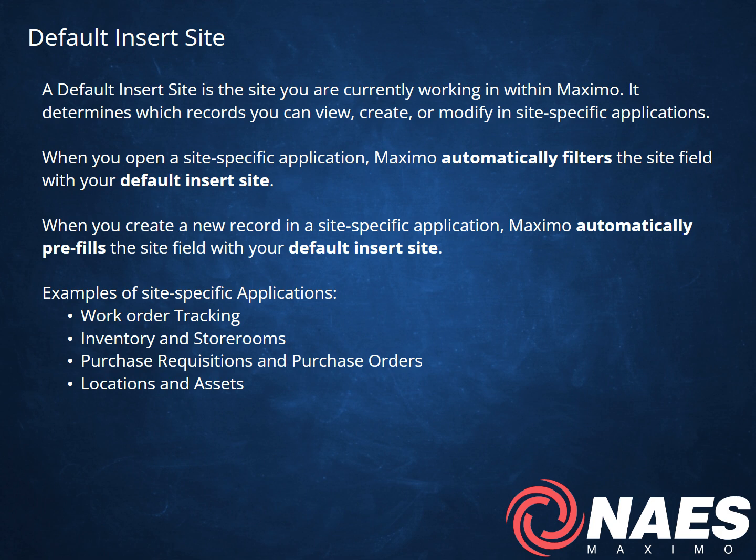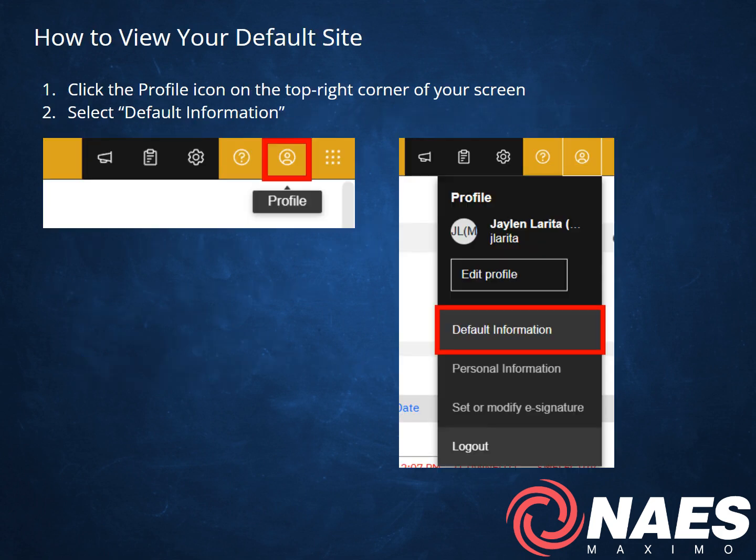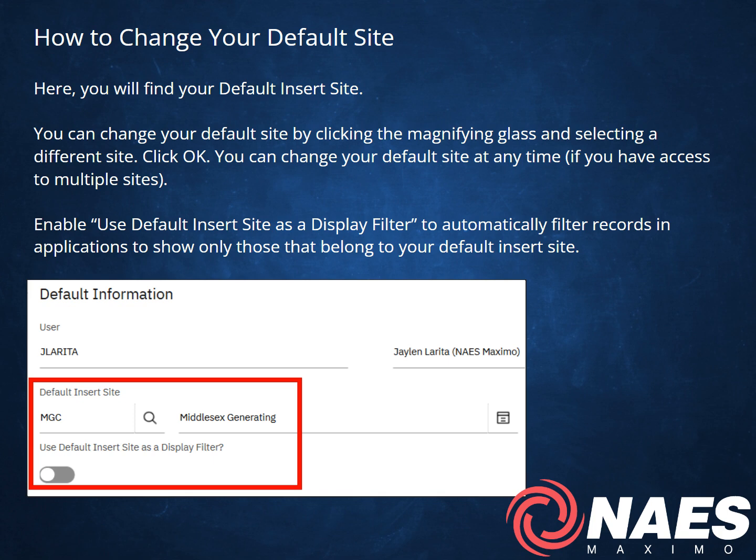When you create a new record in a site-specific application, Maximo automatically pre-fills the site field with your default insert site. How to view your default site. Click the profile icon on the top right corner of your screen. Select Default Information.